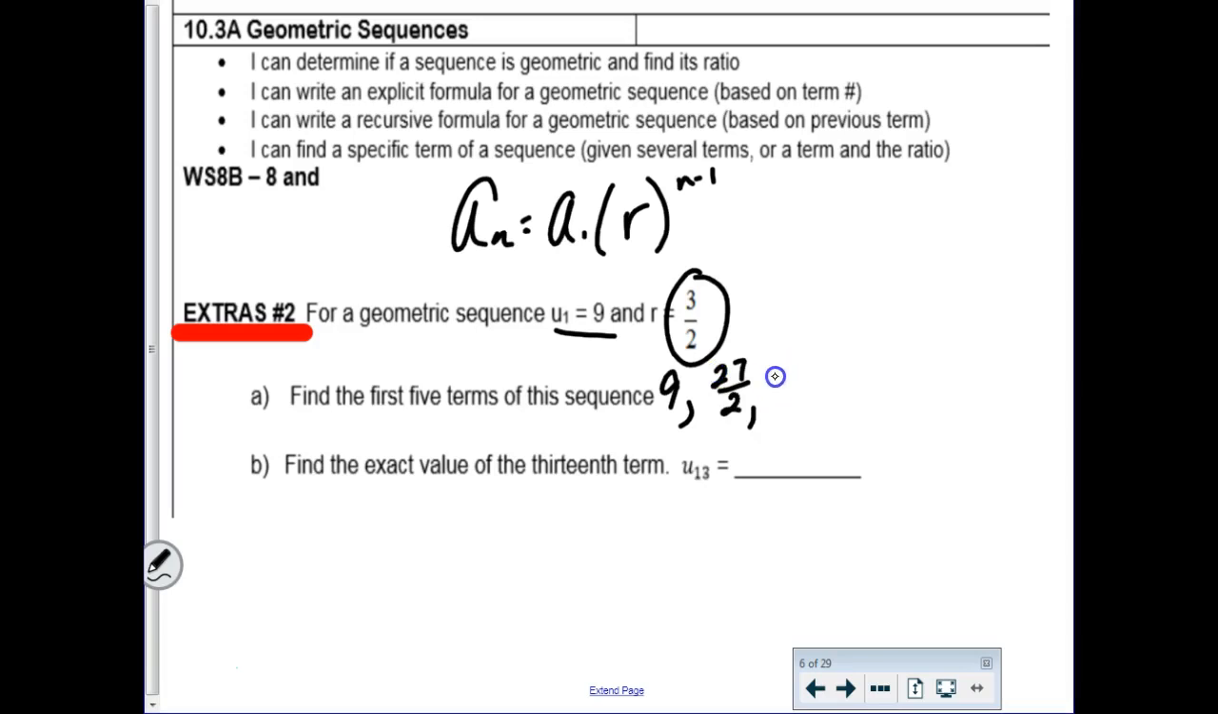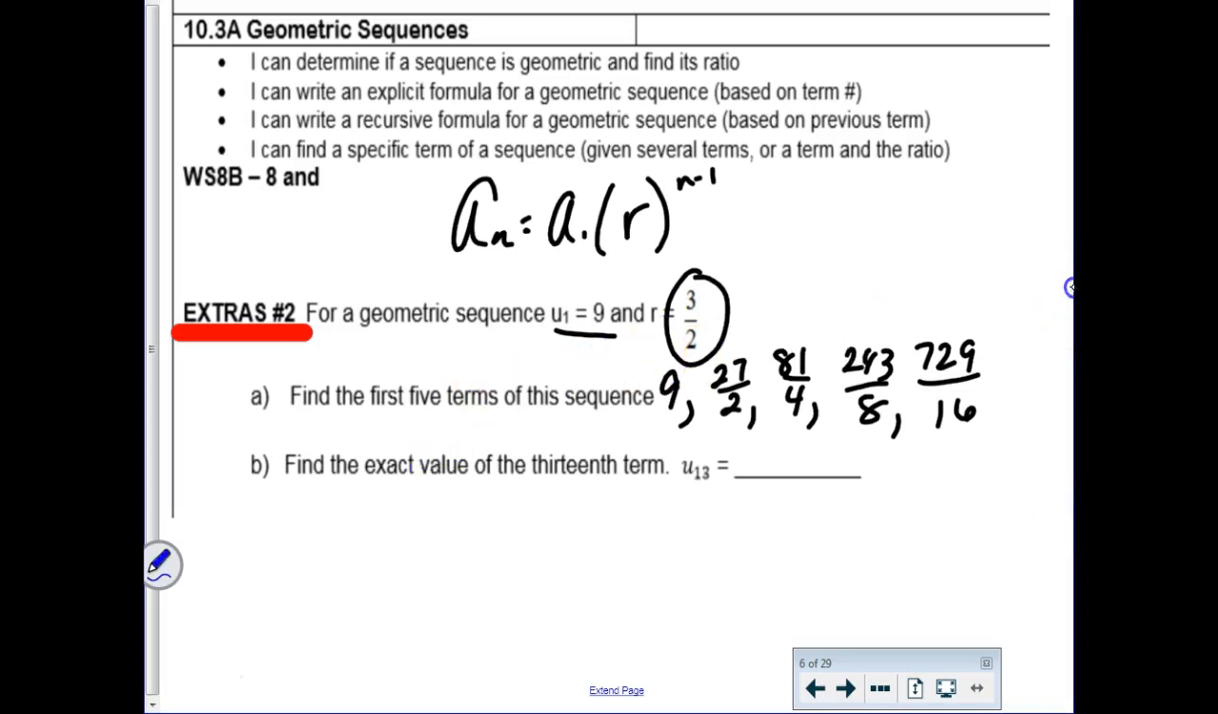Right? And then, okay, is that 50? I'm going to get this wrong. 81, thank you. 81/4. And then is it 243/8? And then 729/16. So that was kind of gross. But the math is not that terrible, and you all have calculators, so I really don't feel bad about it.